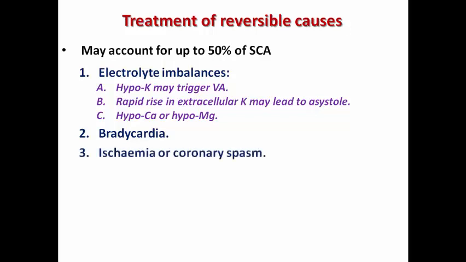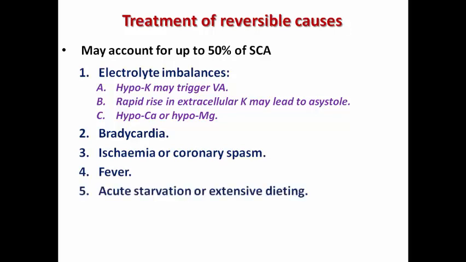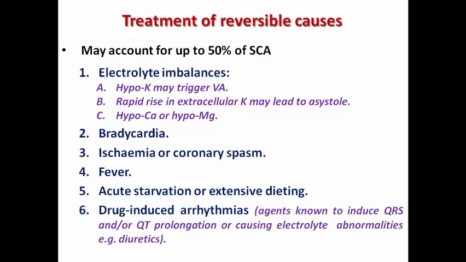Ischemia, of course, or coronary vasospasm are one of the most common reversible causes to result in ventricular arrhythmias up to sudden cardiac arrest. Fever, in case of sepsis, may also be one of the causes. Acute starvation or extensive dieting, like in anorexia nervosa, may be a reversible cause. And of course, drug-induced arrhythmia, like medication known to induce QRS prolongation, like sodium channel blockers, or QT prolongation, or other medication causing electrolyte abnormalities like potassium-losing diuretics.